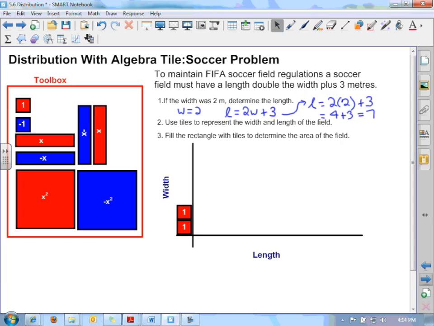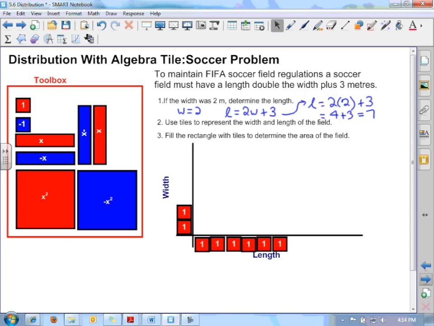So now what we're going to do, with the tiles you see on your little grid there, is create the length and the width. And you can just draw a little rough sketch of the tiles on your piece of paper. So I'm putting 7 tiles for the length and 2 tiles for the width.